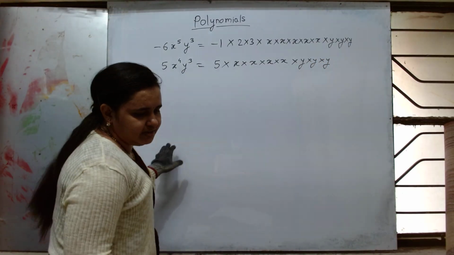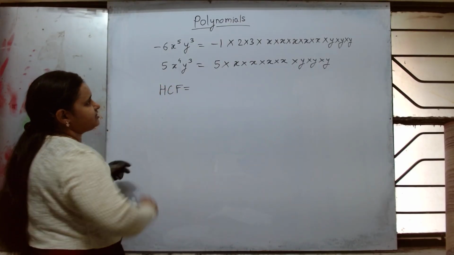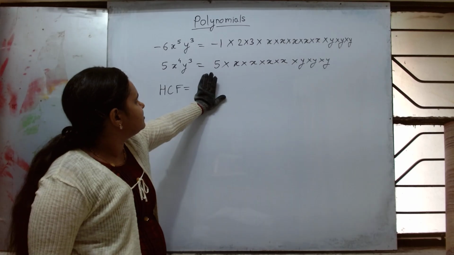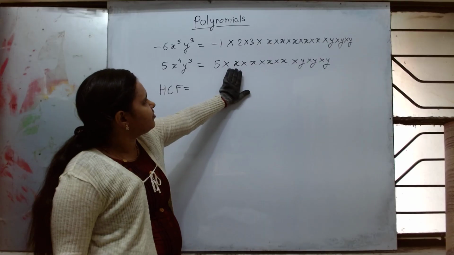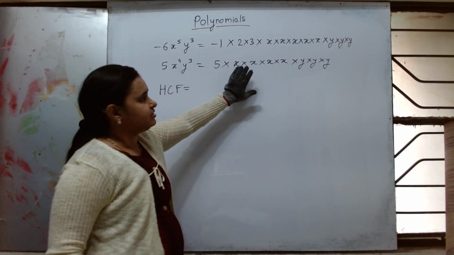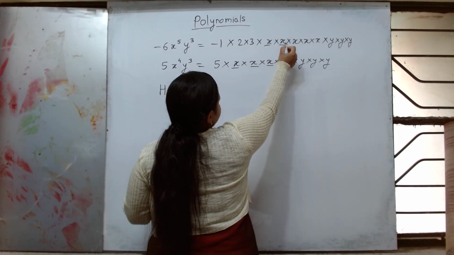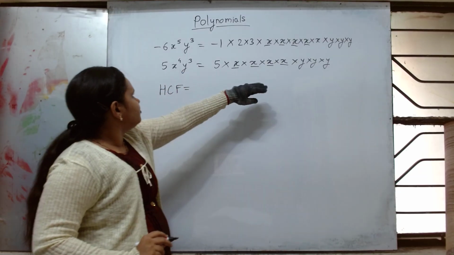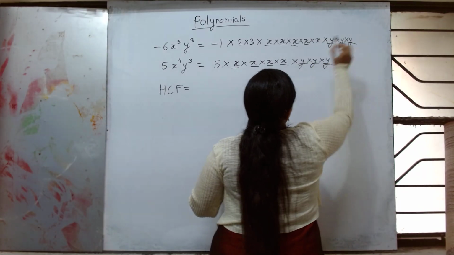Now we have to find the HCF. In HCF only the common factors are written. So the numbers are not common. What is common then? Variables are common. How many variables are common? x is common 4 times and y is common 3 times. 3 y's are common.